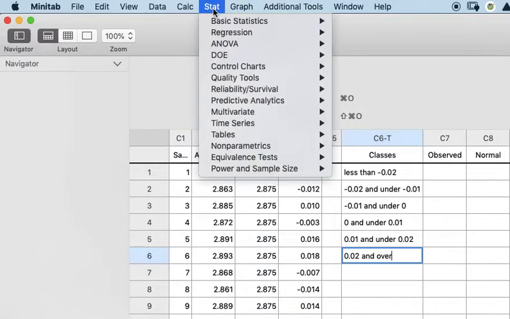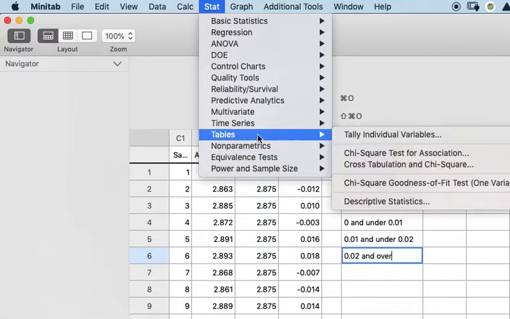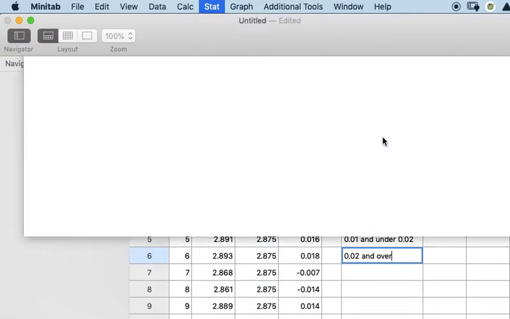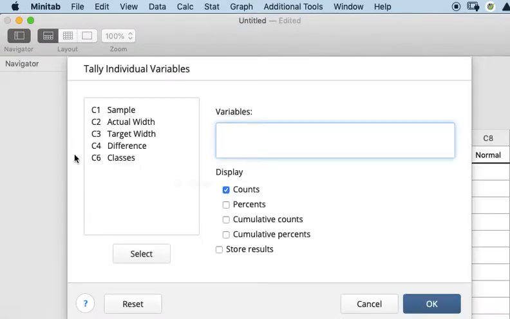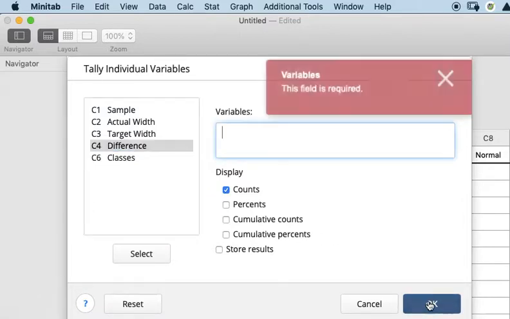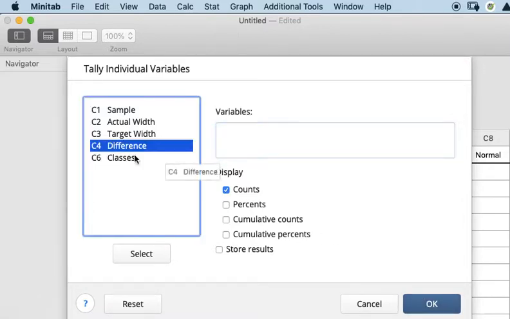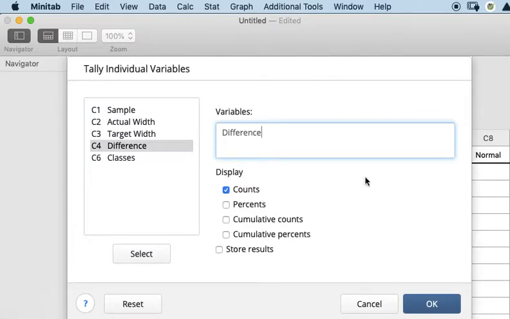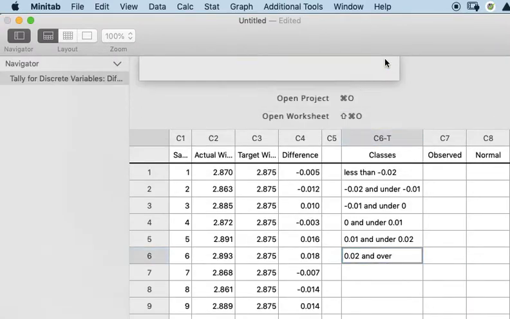I'm going to go to Stat, Tables, and Tally Individual Variables, and make a tally list of the difference column with counts. Select that to make sure it's in the variables box, and click OK.